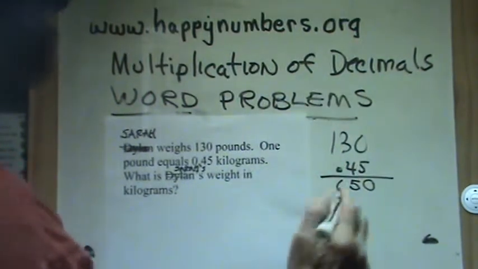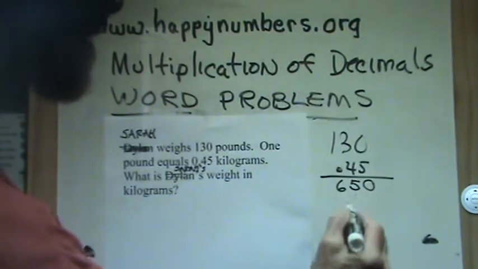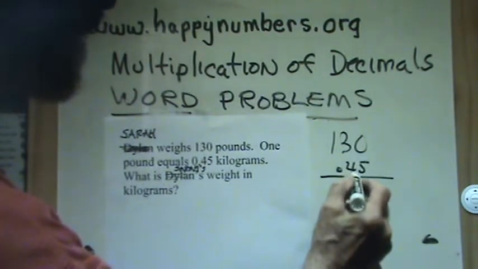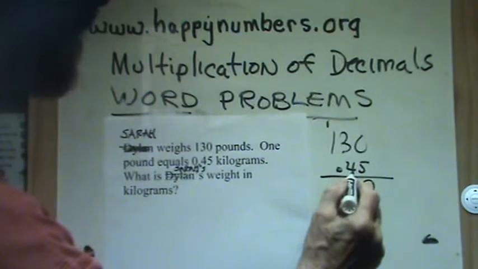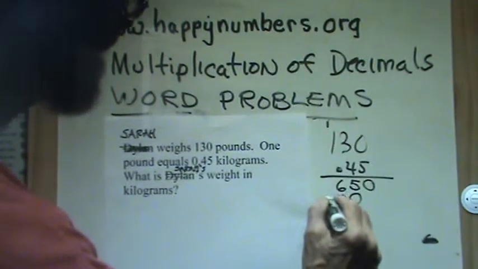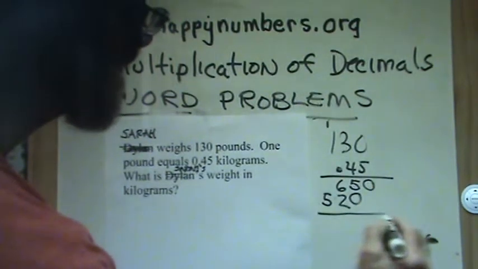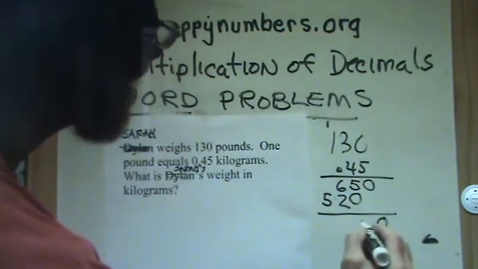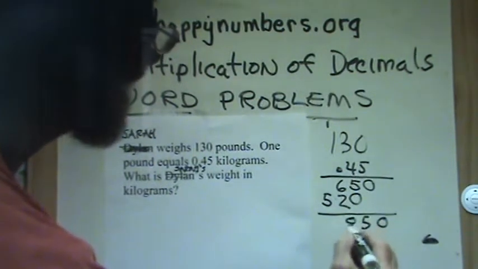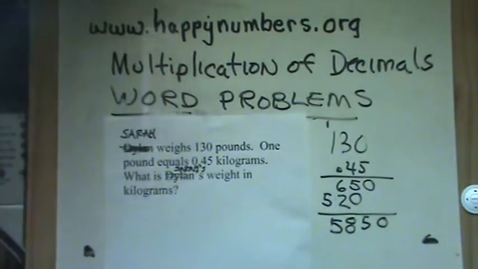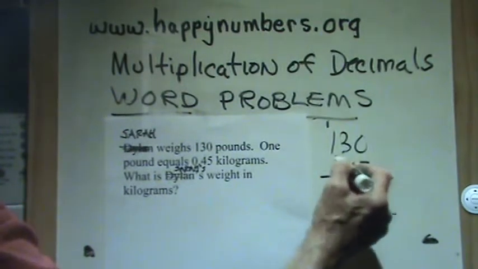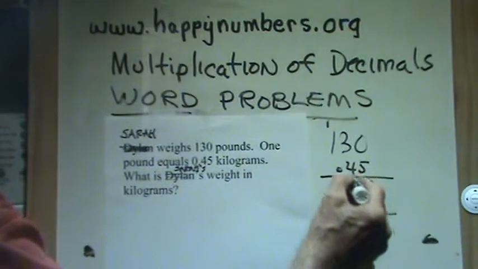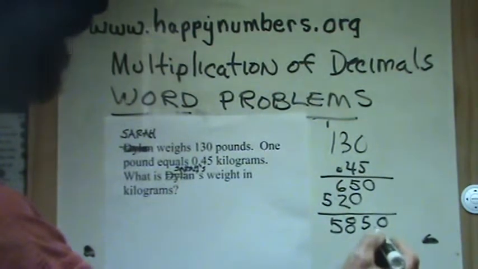Now, 4 times 0, 0. 4 times 3 is 12, carry a 1. 4 times 1 is 4, and 1 is 5. We add, we get 0, 5, 8, 5. We go back up to our answer and we count our decimal places. No decimals here. So we have 1, 2. So we come here, 1, 2.